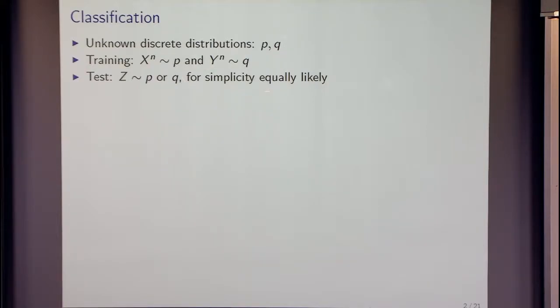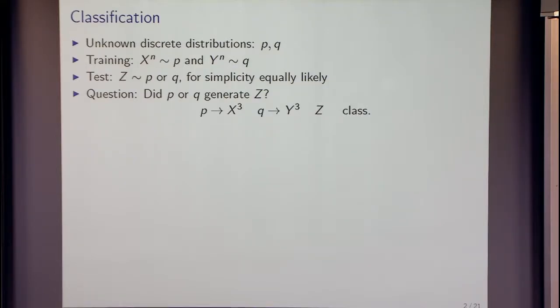which is drawn either according to P or according to Q. You don't know which. For simplicity, we assume that they're equally likely. Someone flips a coin, takes either P or Q, and selects an example from P or from Q according to the distribution. And the question is whether Z was generated by P or by Q.